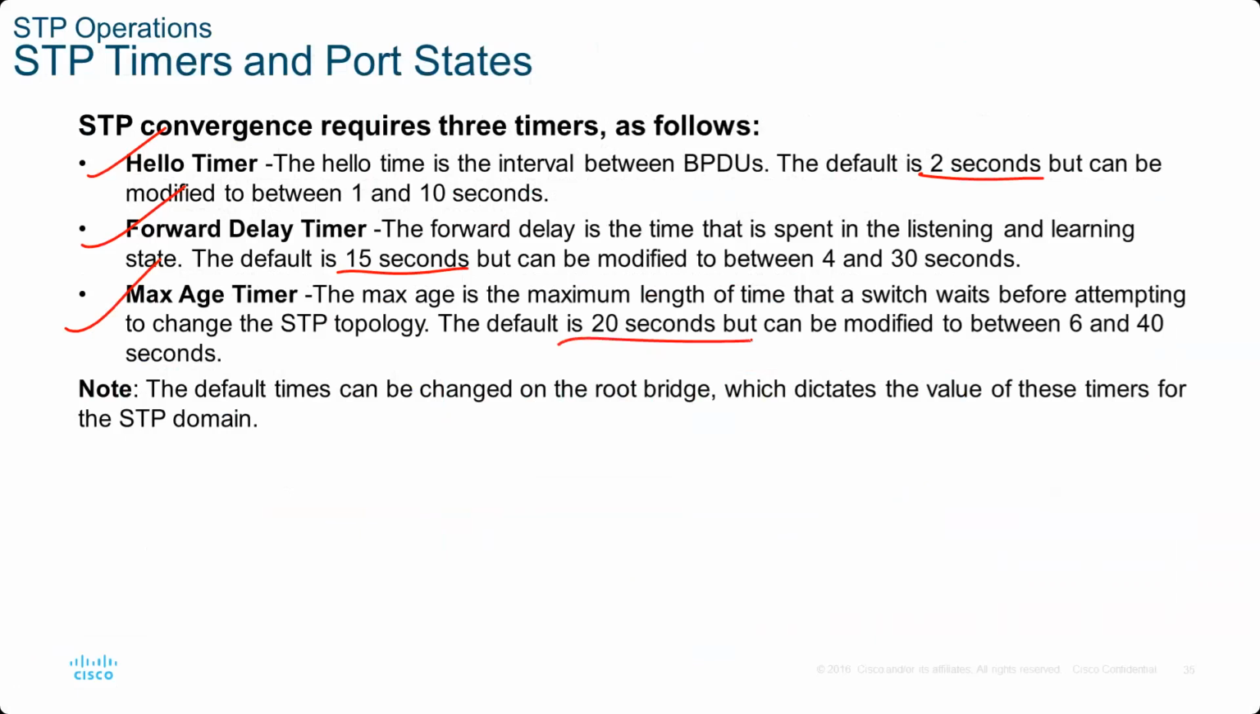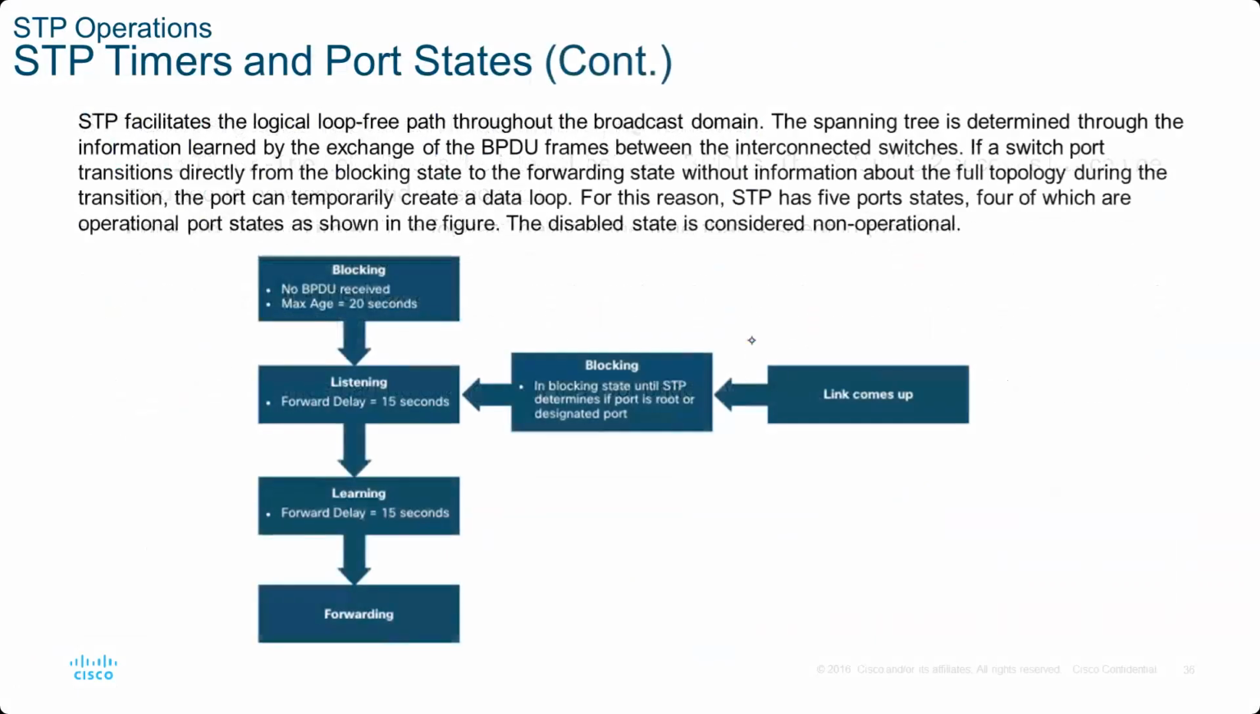Now we saw the operation of STP and the STP timers. Now we will move into STP port states. Every port operates with certain states. Initially the port will be in the blocking stage. Whenever you connect a switch and put a link, initially it will be amber, orange in color. So it is in the blocking stage. For 20 seconds it will be in the blocking stage, and then it moves to the listening stage.